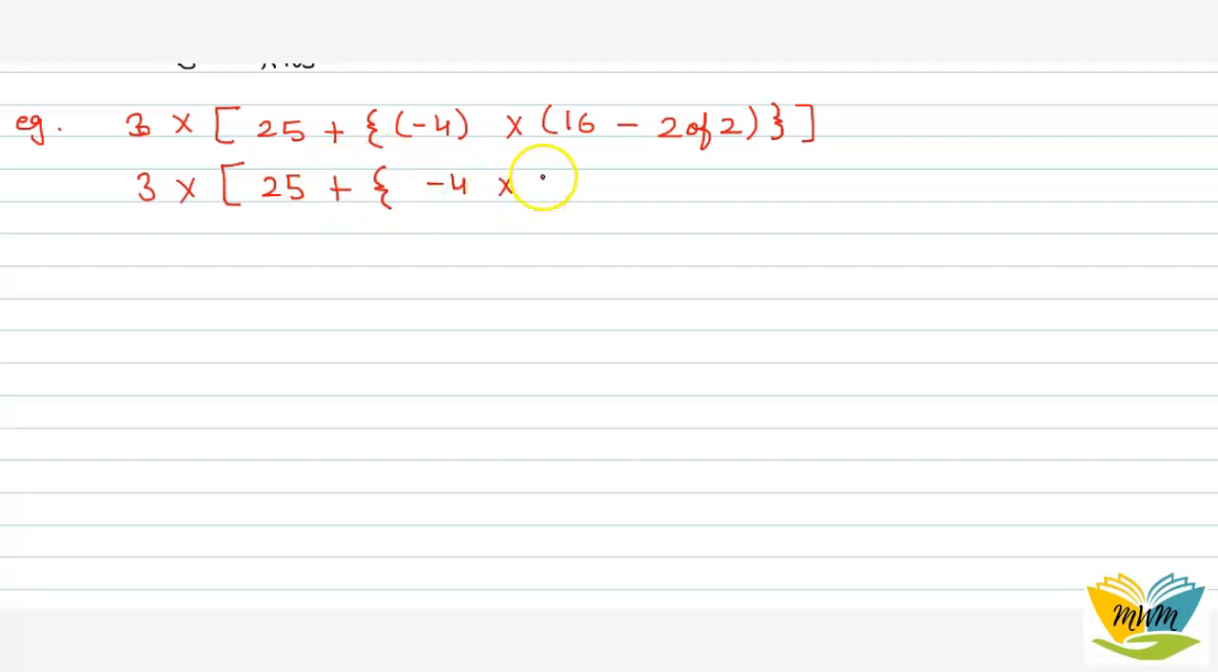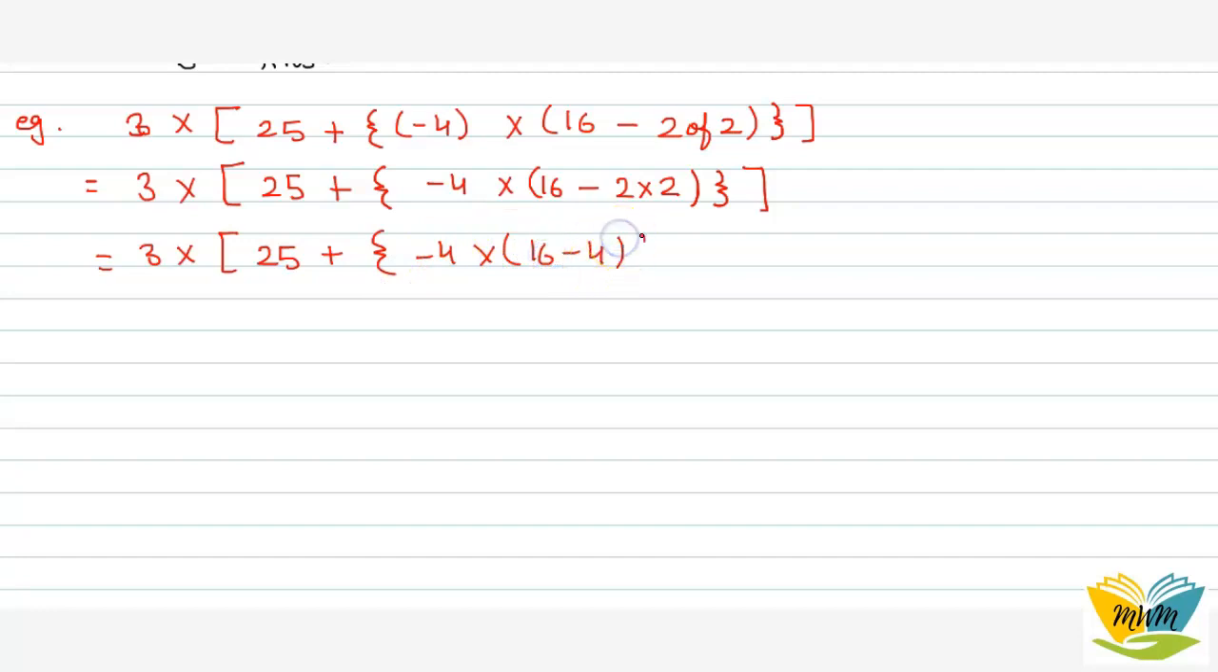Minus 4 into 16 minus 2 of 2. 2 of 2 means 2 multiply 2 because of is replaced by multiplication symbol. 2 of 2, it is 4. Now 16 minus 4 is 12. 3 multiply 25 plus in curl bracket minus 4 multiply 12.